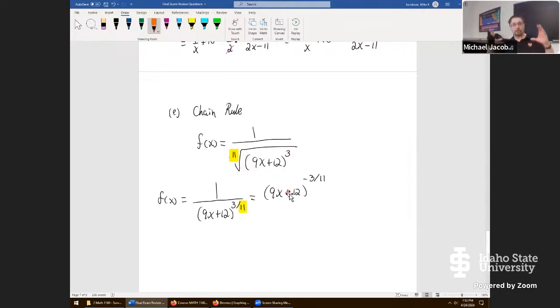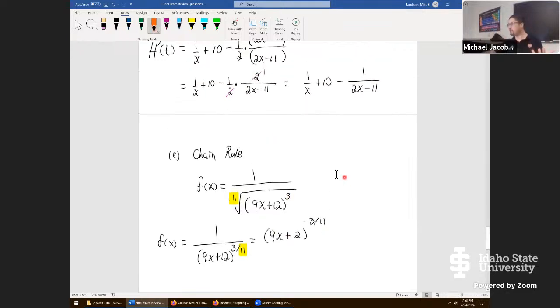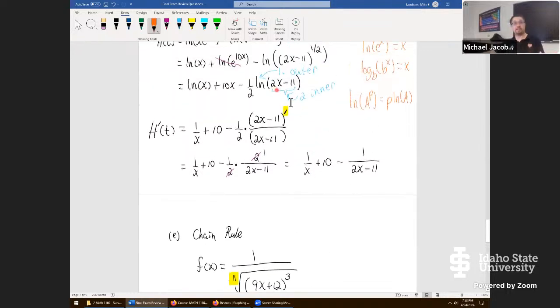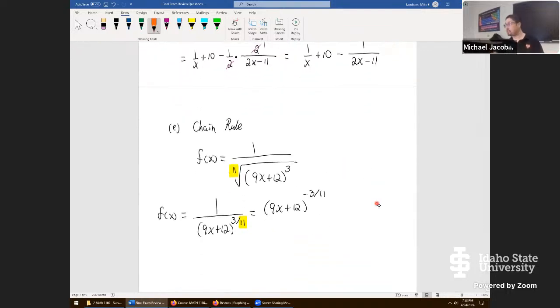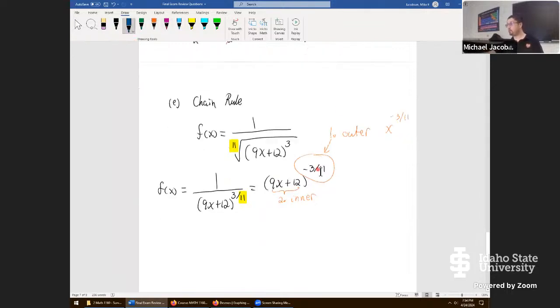The inner function is the thing going inside, much like it was up here for the natural logarithm. So again, inner functions are the easier one to spot. This exponent here is an outer function. What was the function? It'd be something along these lines: x to the power of negative 3/11. It just so happened that where x is, someone put in 9x plus 12, and now it's a harder problem out of nowhere. But we're about done.